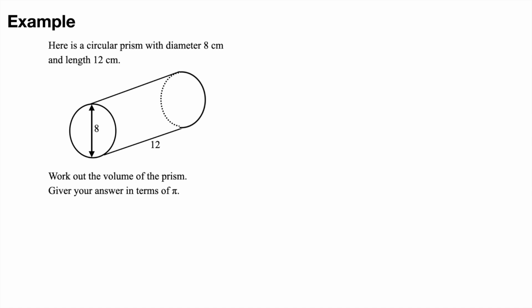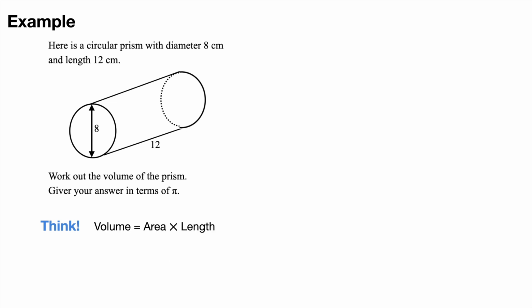So let's take an example. Here is a circular prism with diameter 8 centimeters and length 12 centimeters. Work out the volume of the prism. Give your answer in terms of pi. Well, at least pi takes out one of the complications. Let's have a little think.